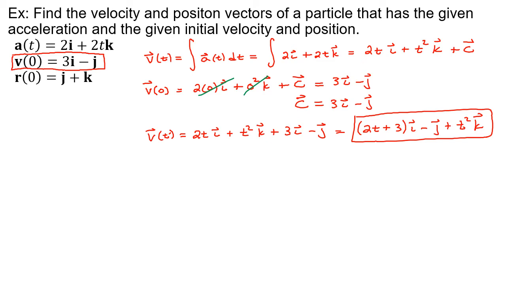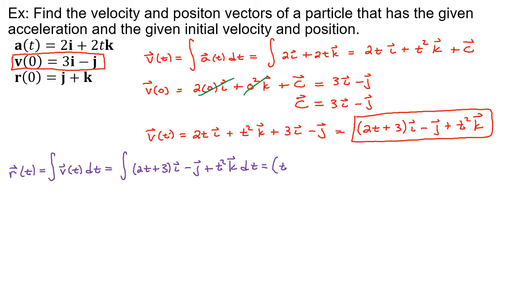Then I could go another step and find the r. So the r would be what I got when I integrated v. So I'll integrate this, 2t plus 3 on the i, minus j, plus t squared k, with respect to t. And so I'll get t squared plus 3t on the i. Sorry, not 3, 3t. I left the t off.